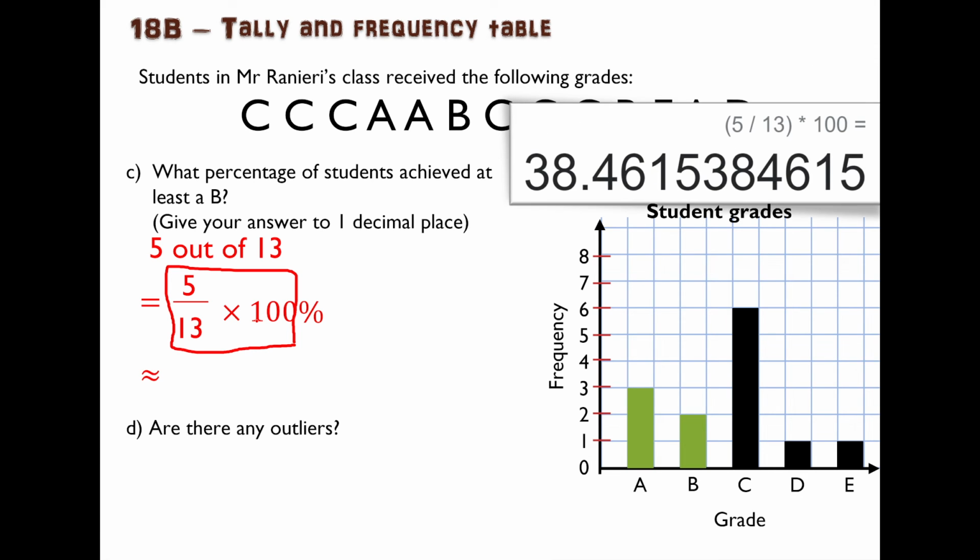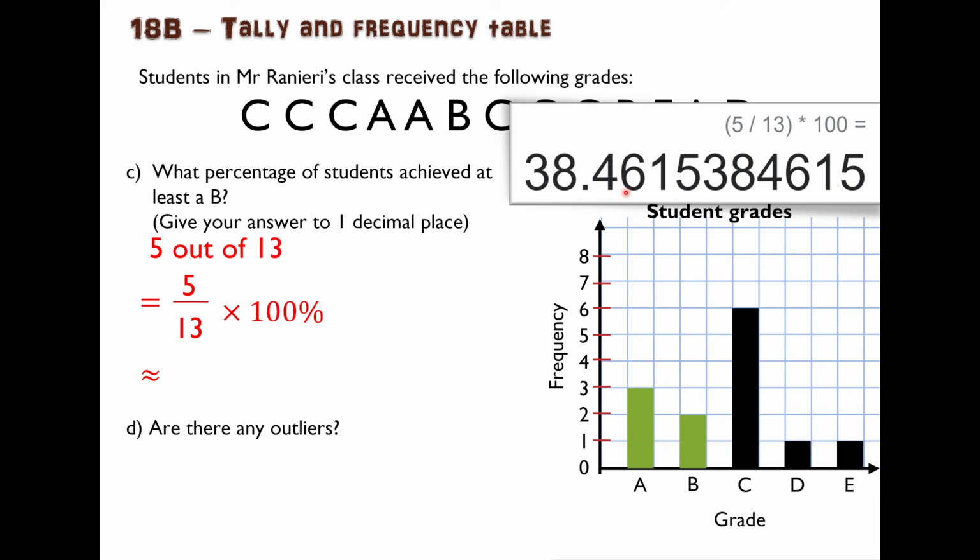On your calculator, you might get something like this. Well, that's what I do anyway. 5 divide 13 times 100. I did mine on the computer. That's why this is a divide on the computer and this is a multiply on the computer. The result was 38 point something, a long decimal. And I'm giving my answer to 1 decimal place.